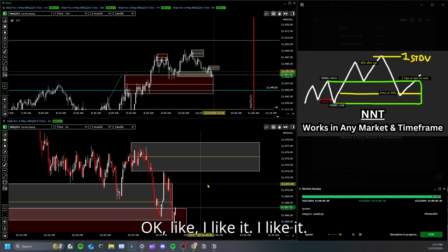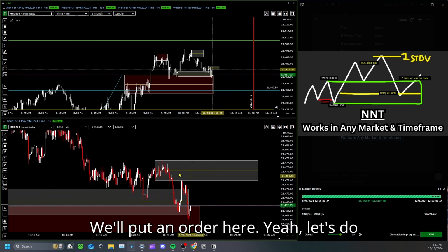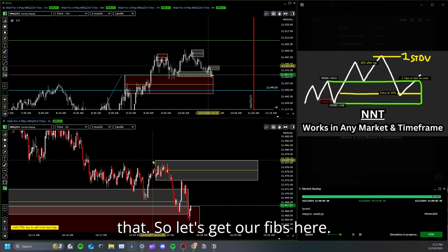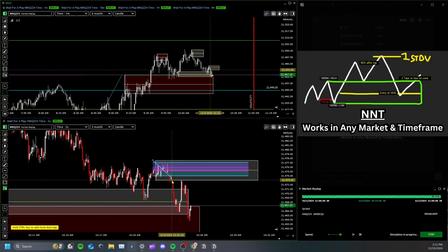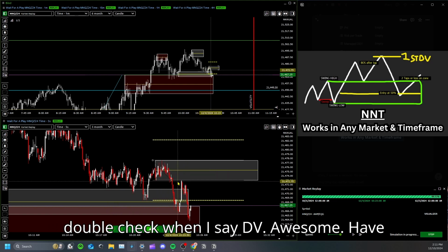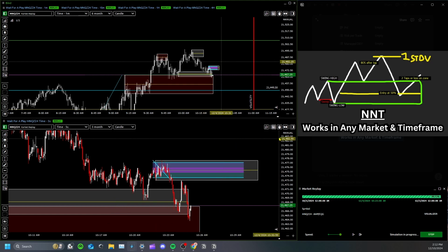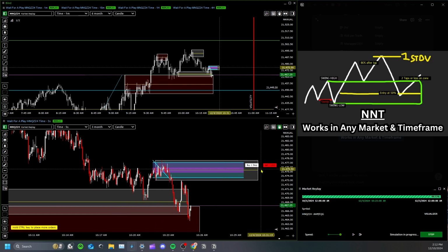Okay. I like it. We'll put an order here. Yeah, let's do that. So let's get our fibs here. Let's make sure we reach standard deviation. Pretty sure we did, but just double check. We hit SDV, awesome. Have our tap, our break of structure after the tap. Let's do 40%. Let's put our order here.